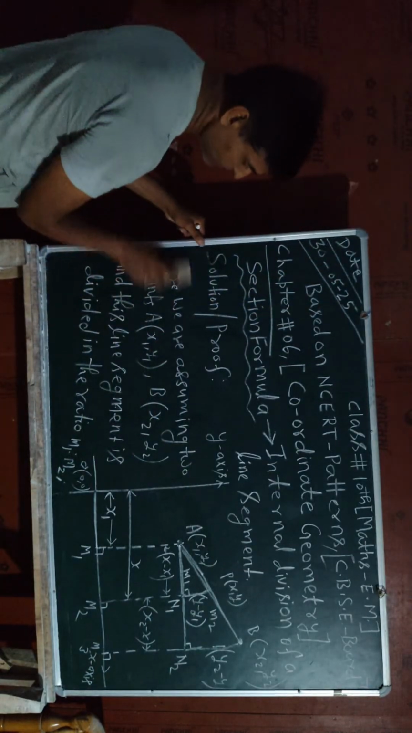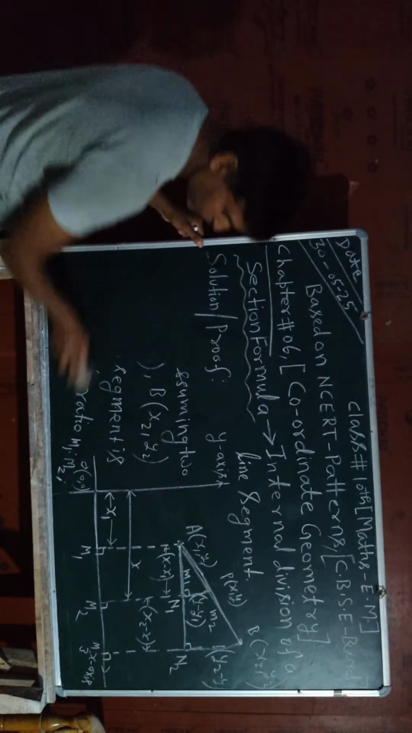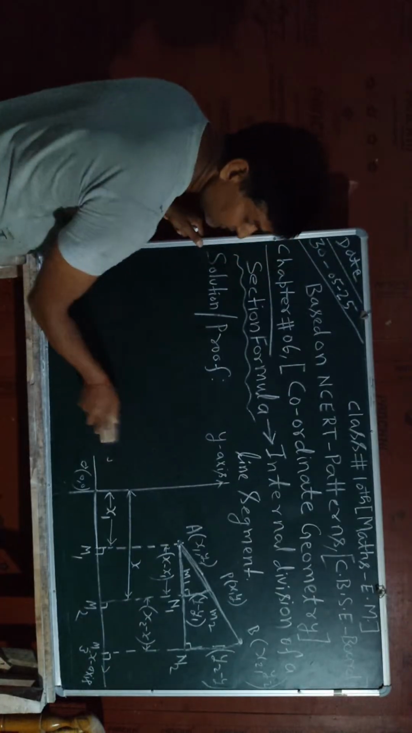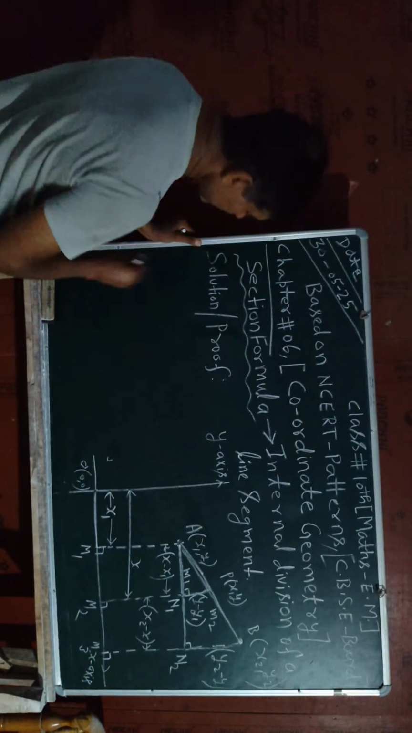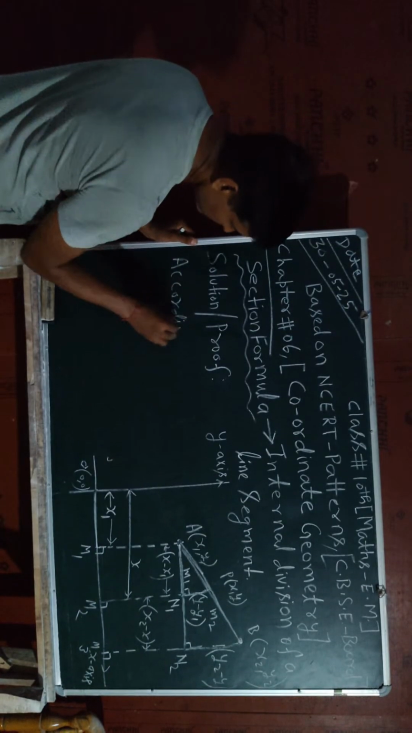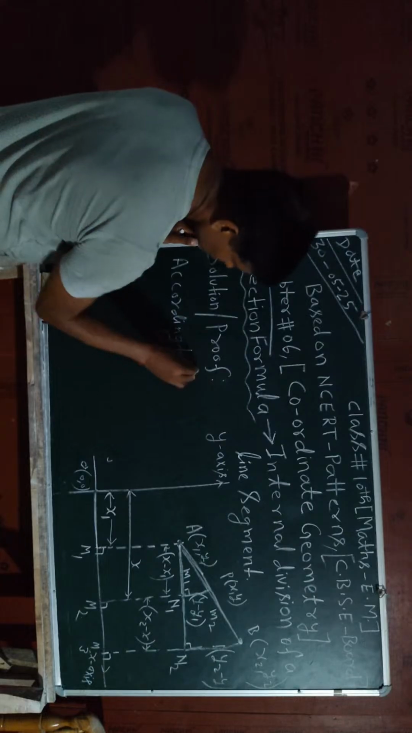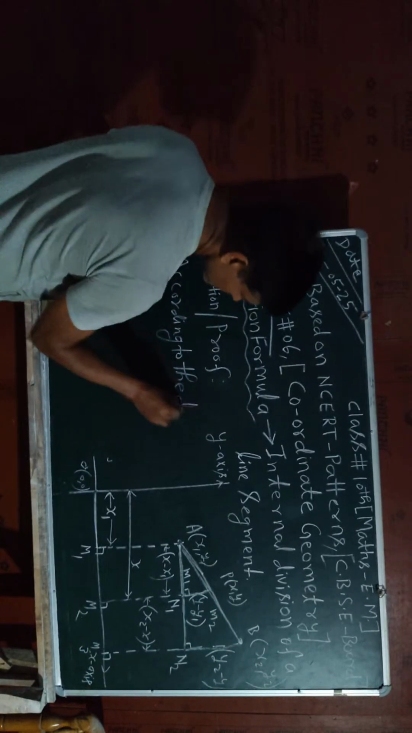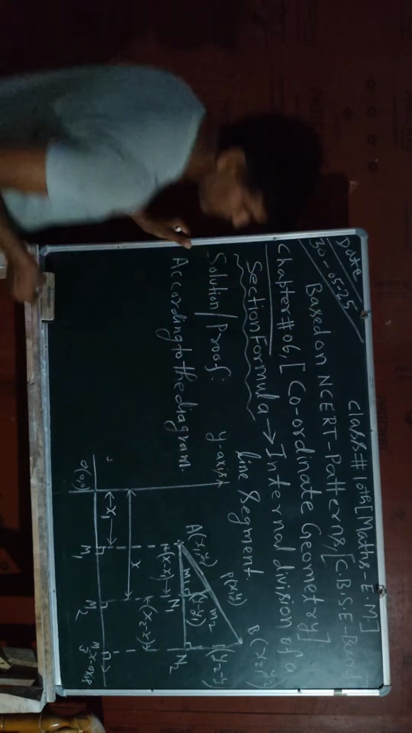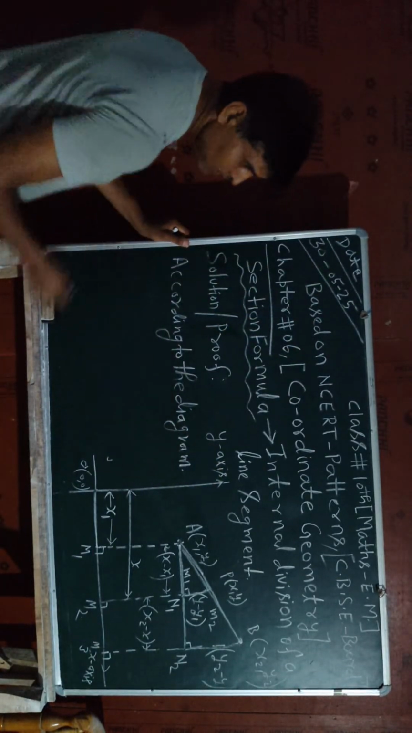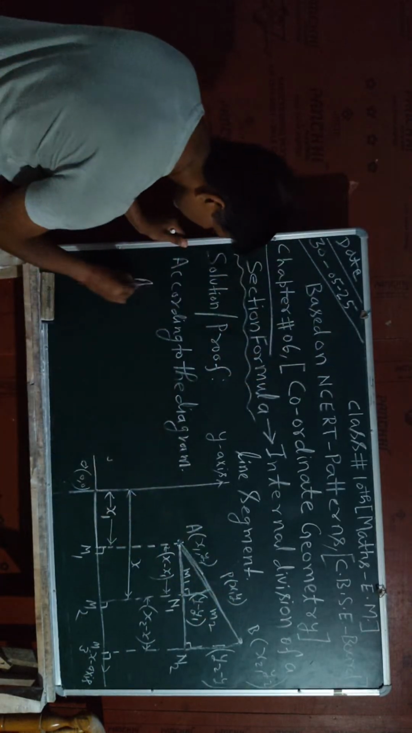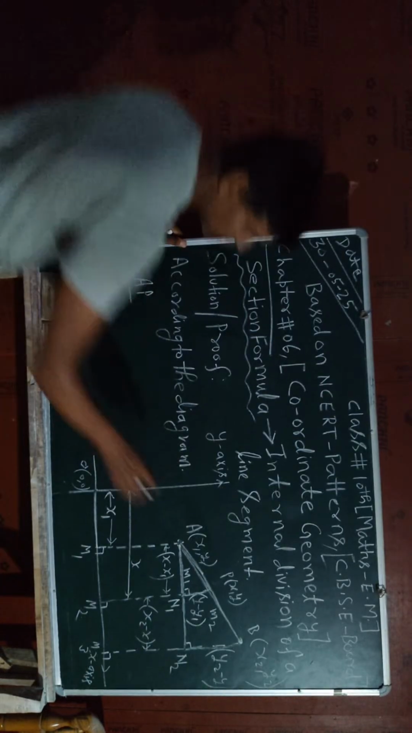These informations I am going to use for the calculation, because I have already written this information in the diagram. So according to the diagram, I have to write this length as AP divided by PB.